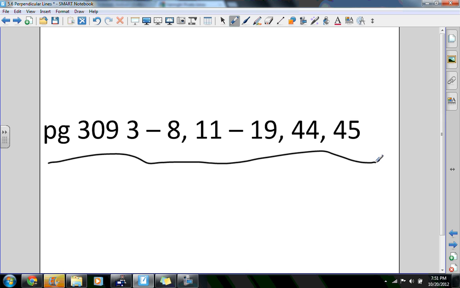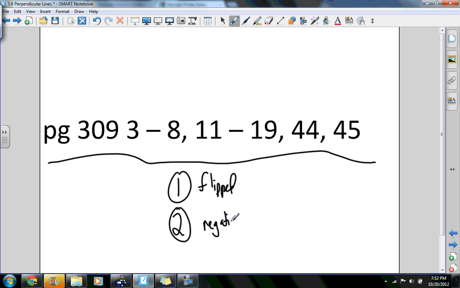The most important thing, though, the 2 pieces you needed: the fraction needs to be flipped, and it needs to be negative, or the opposite. If it started negative, it needs to be positive, or vice versa.